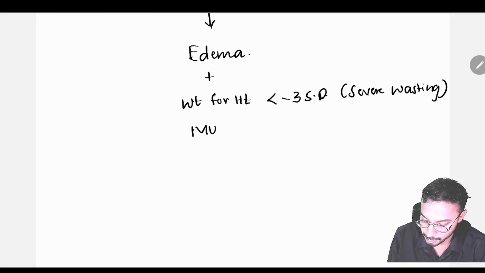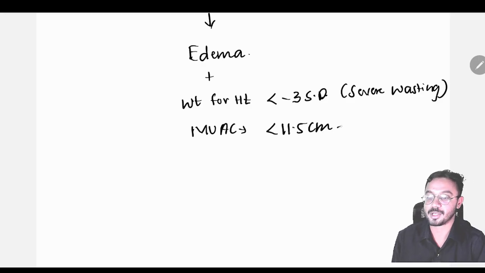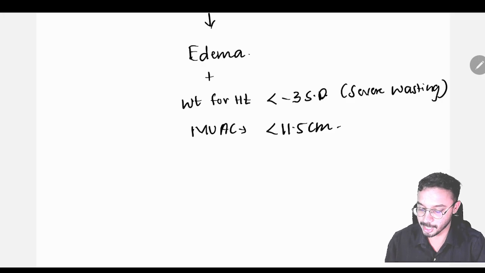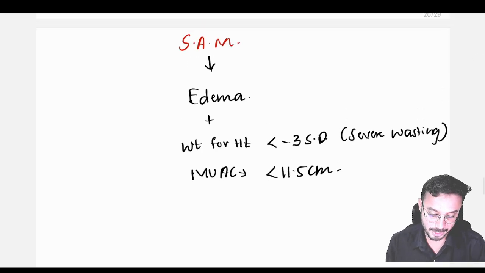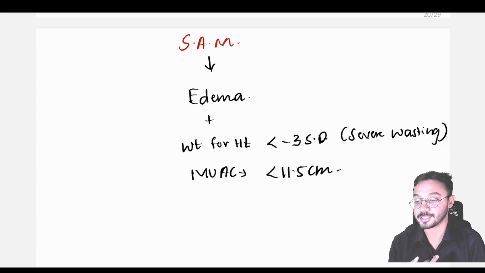Mid upper arm circumference is less than 11.5 centimeters. You are going to tell the baby is having severe acute malnutrition by edema, weight for height, and mid upper arm circumference. These all are very important for your exams. They'll be frequently asking you. These are all the characteristic features of severe acute malnutrition.